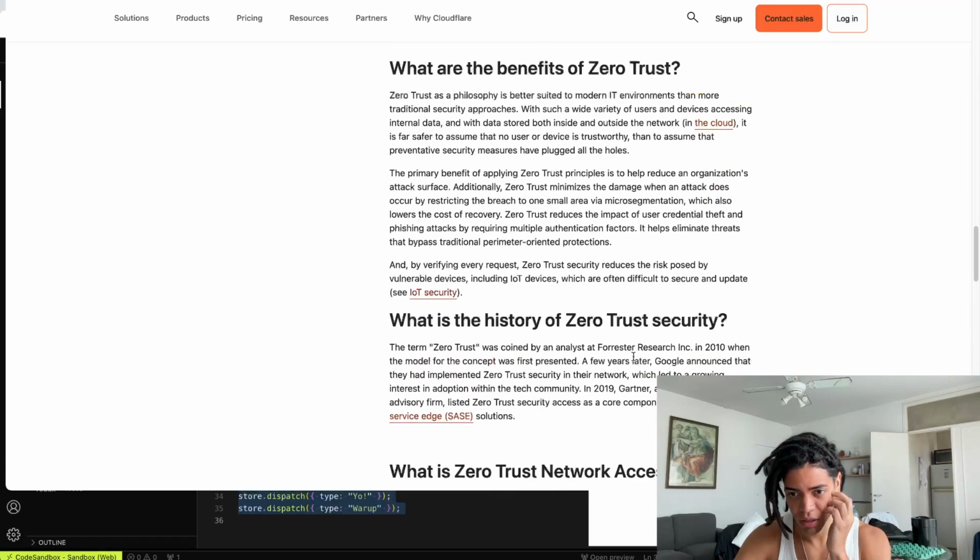Okay, this is now a little bit of history. A few years later, Google announced that they have implemented zero trust security in their network, which leads to a growing interest in adoption within the tech community. In 2019, Gartner, a global research and advisory firm, listed Zero Trust security as a core component of secure access service edge.